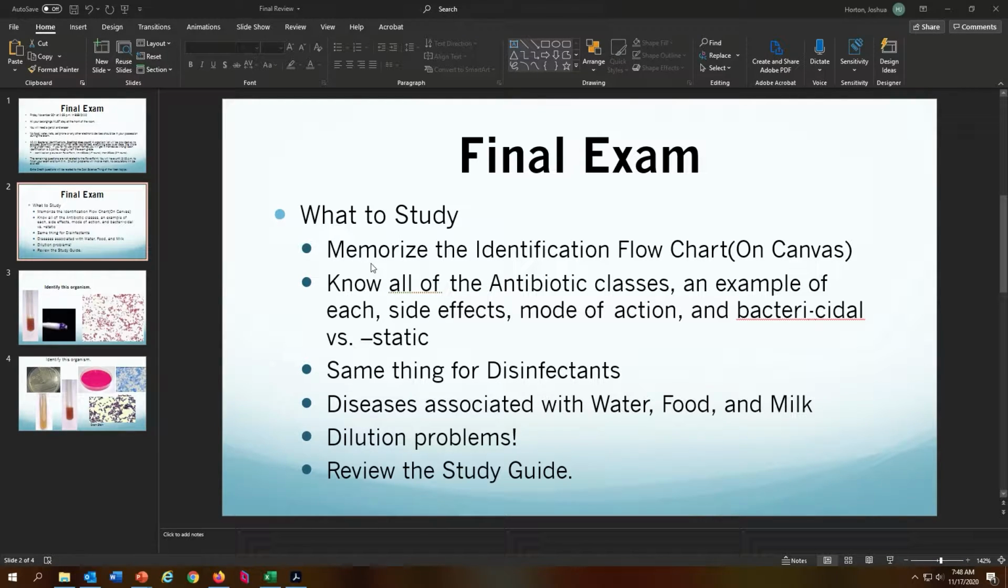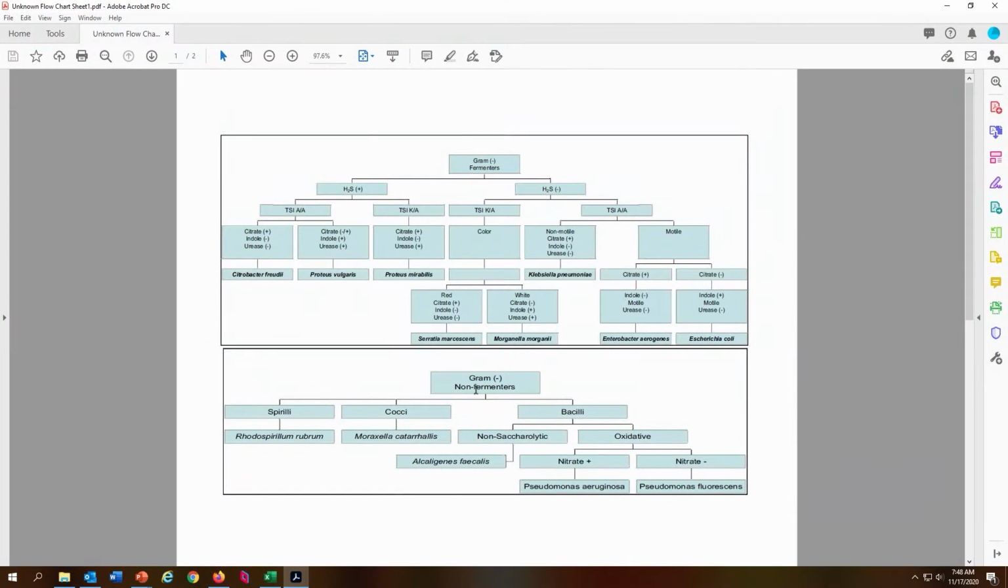A big chunk of the overall grade is going to be identification of bacteria. There's a flow chart on Canvas to help you study with this. It looks something like this. It lists out the different broad categories of bacteria. It's the same bacteria list that we have for our unknowns. I will give you that list on page 1 of your lab manual, so you'll have access to it and all the spelling.